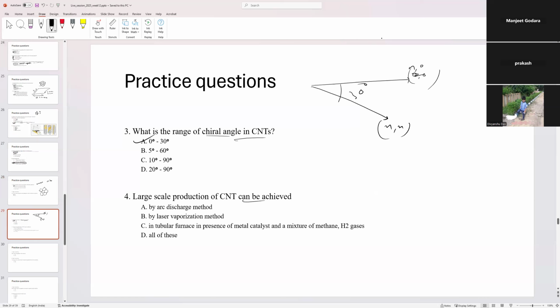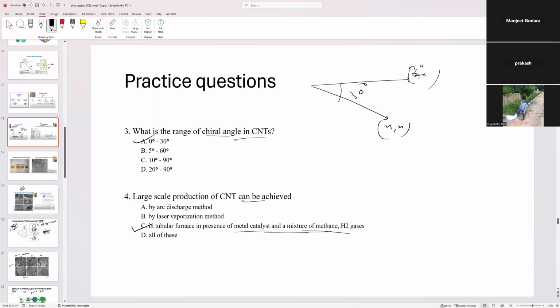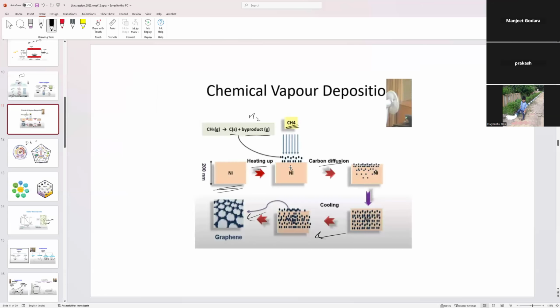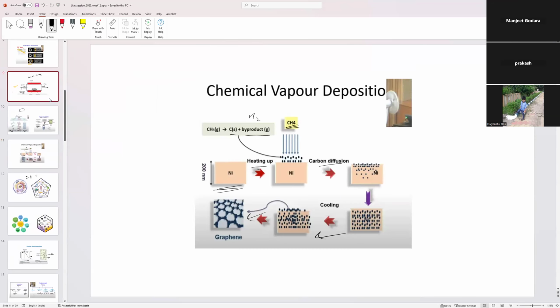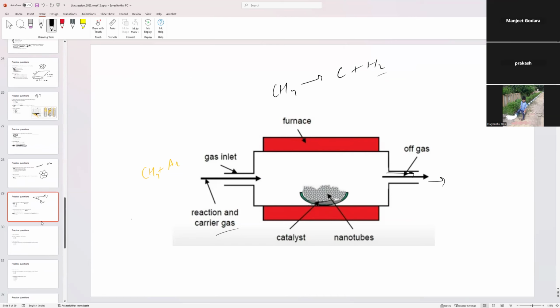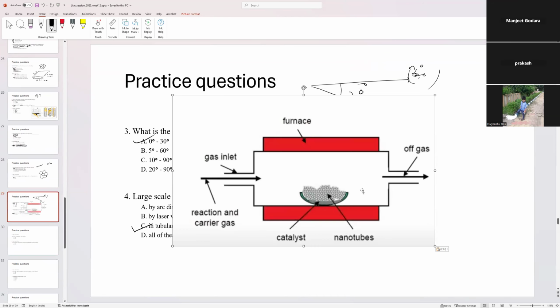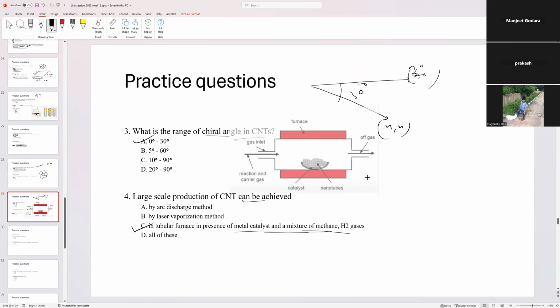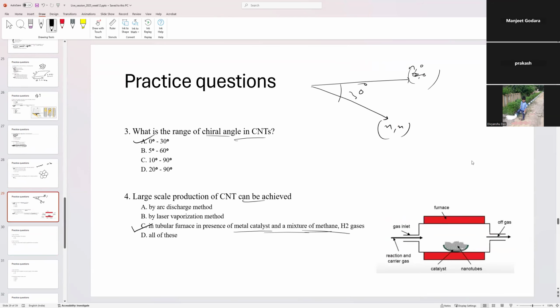Large scale production of CNT. So this is mostly done in a tube furnace and the catalyst. This is a tube furnace. Nanotubes.